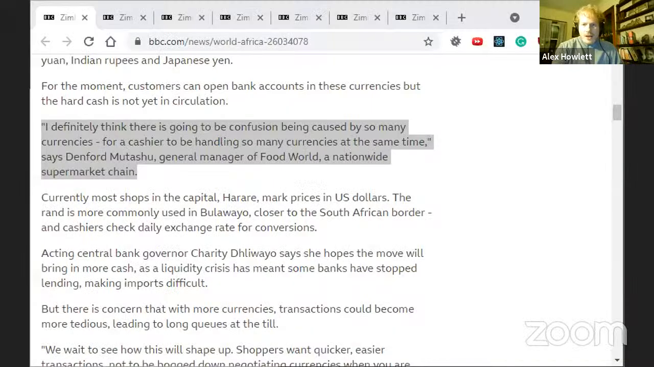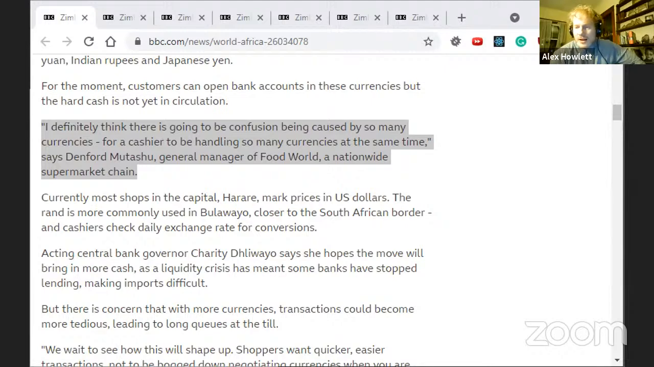So let me share this quote here. "I definitely think there is going to be confusion caused by so many currencies, for a cashier to be handling so many currencies at the same time," says Denford Mutashu, general manager of Food World, a nationwide supermarket chain.